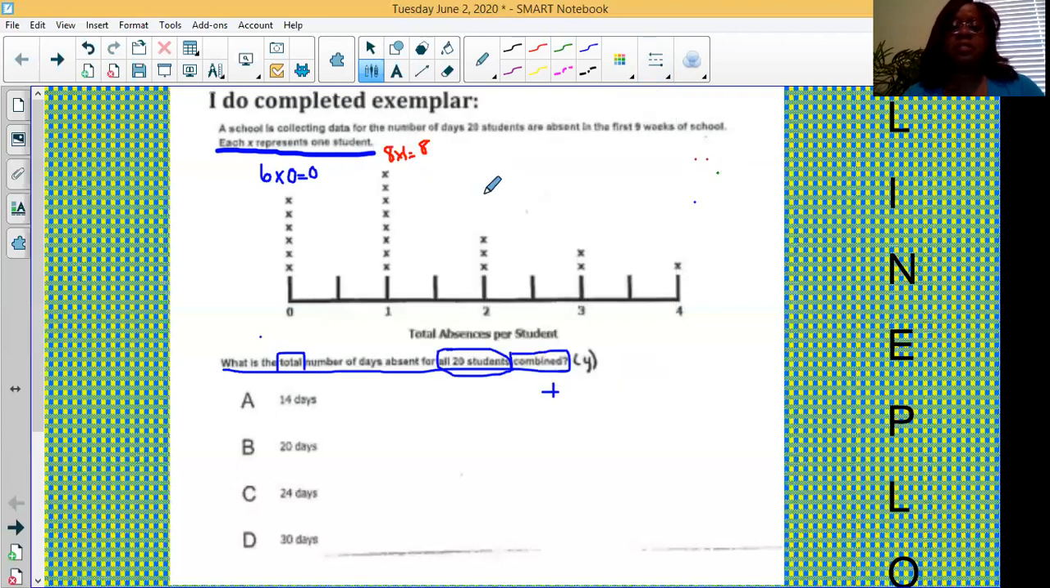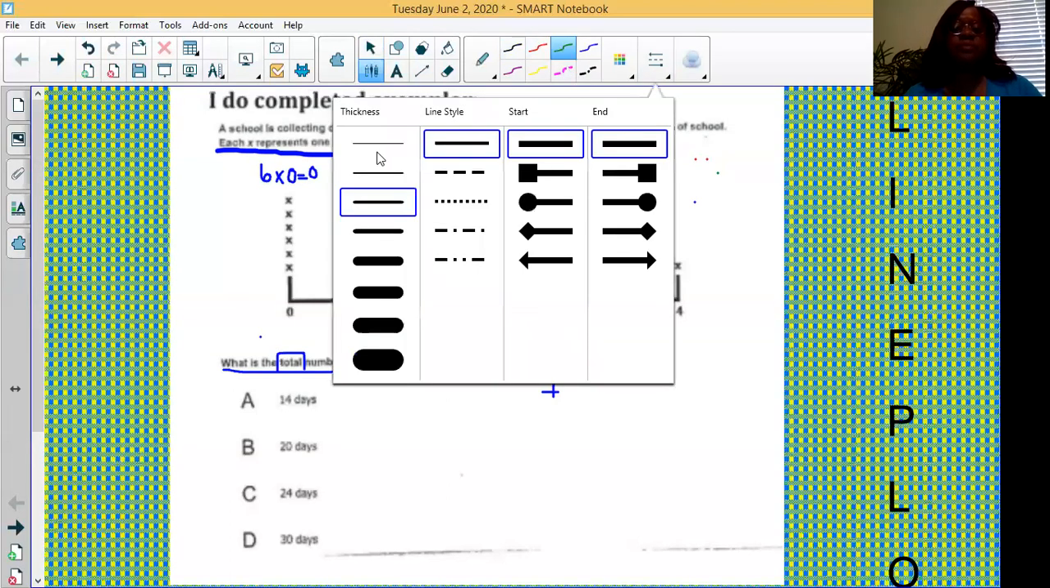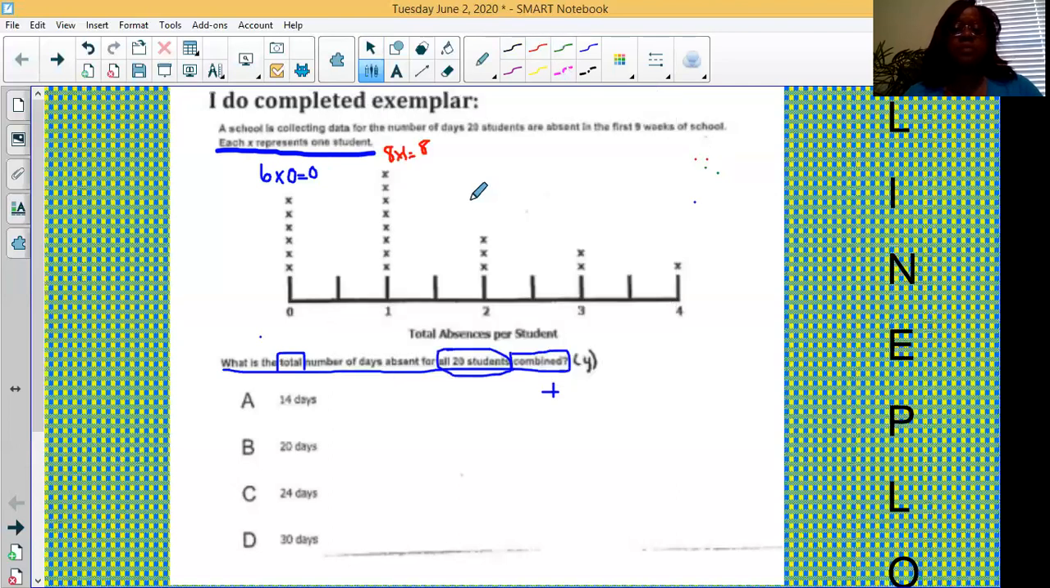So then we go to the next column and we count the number of X's there. So here we have 1, 2, 3. We only have 3 students here. And these 3 students have 2 absences. So now we take 3 and multiply it by 2. So 3 students times 2 absences gives us a total of 6 absences. So we combine all those 3 students' absences together, that gives us a total of 6. So this student had 2, this one had 2, this one had 2, and that's how we got our 6.